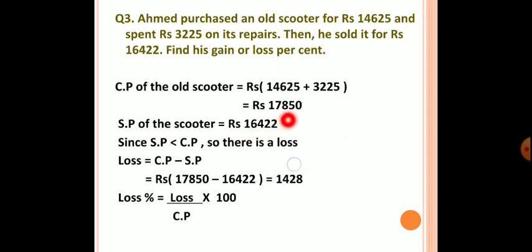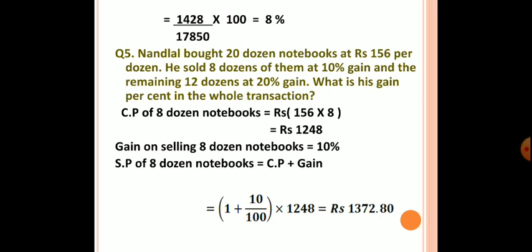Selling price of the scooter is equal to rupees 16,422. As we can see that the cost price is more, or we can say that the selling price is less than the cost price, so there is a loss. So loss equals cost price minus selling price, that is equal to rupees 17,850 minus 16,422, which is equal to rupees 1,428. Therefore loss percent is equal to loss divided by CP into 100, that is 1,428 divided by 17,850 into 100, which is equal to 8%.